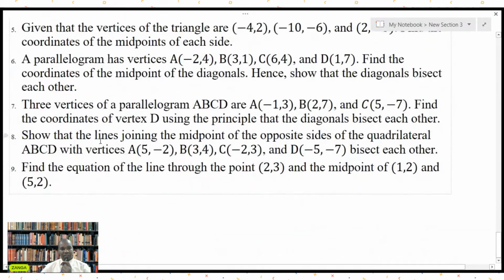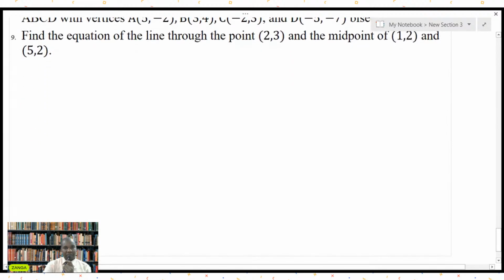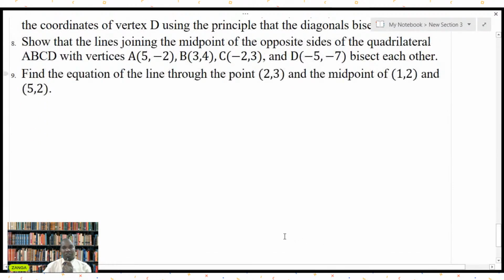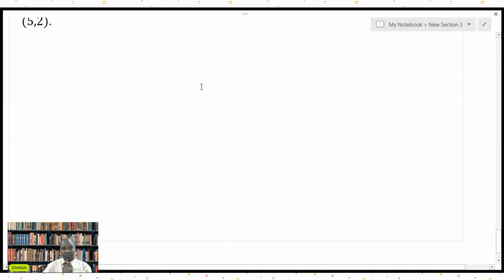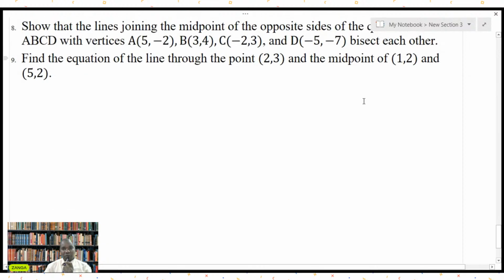I'll continue with the last question, and I'll solve question number 9, dear students. The other questions can be solved in the same way. Take your time to solve as many questions as possible so that you master the concept. Find the equation of the line through point (2, 3) and the midpoint of (1, 2) and (5, 2). Actually, this question is similar to example number 2, but you can solve it.